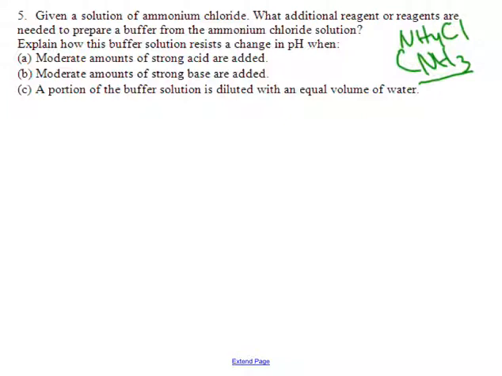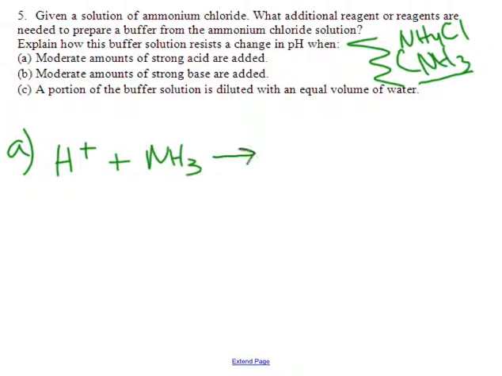Letter A. Explain how this buffer solution resists changes in pH when moderate amounts of strong acids are added. Well, when we add a strong acid, we're really adding H+. What part of this buffer here will the strong acid react with? NH3, and what is it going to make? NH4+. So we took a strong acid and converted it to a weak acid. So as long as we don't overtake that ammonia, we can take hits from the acid side and keep that pH the same, or close to the same.